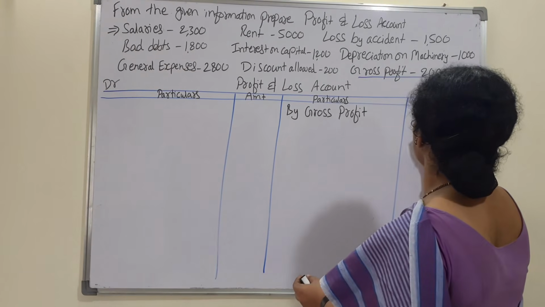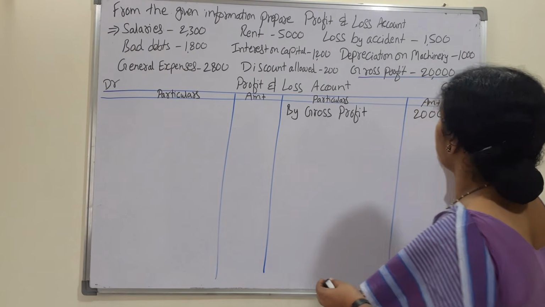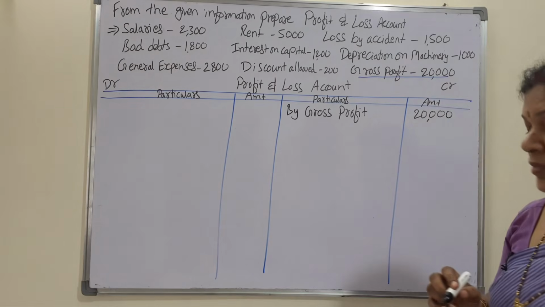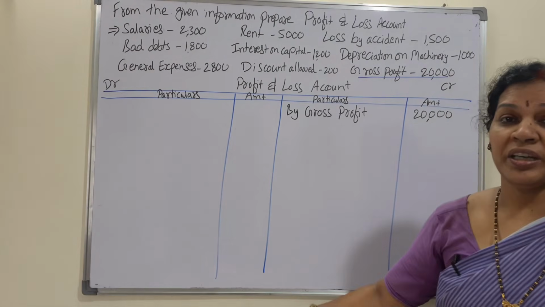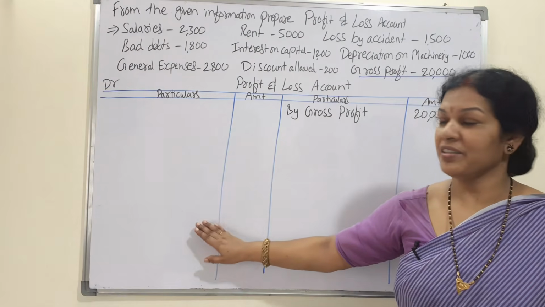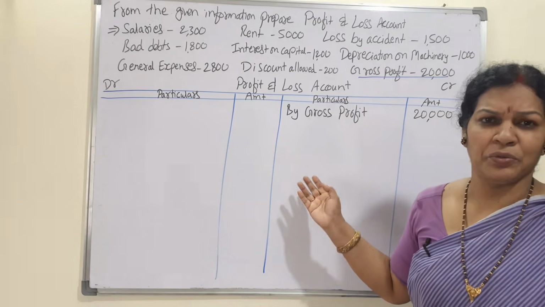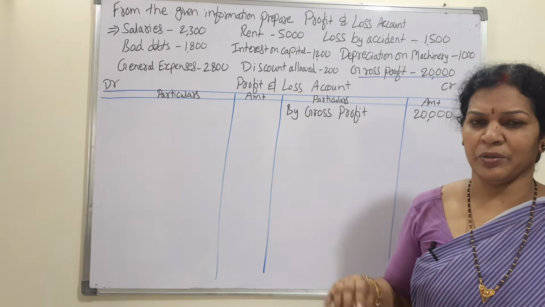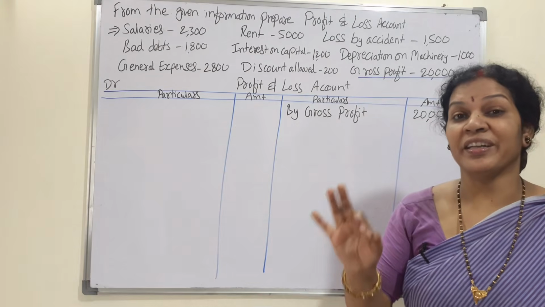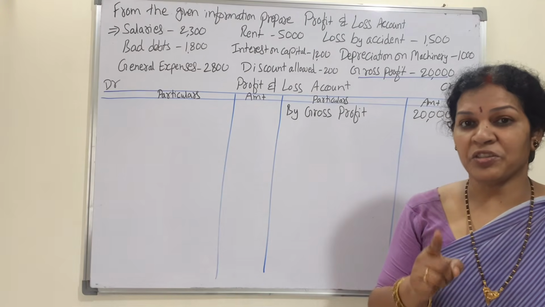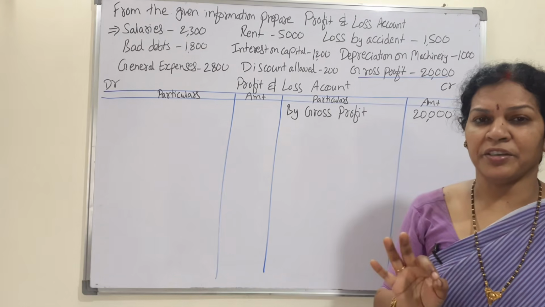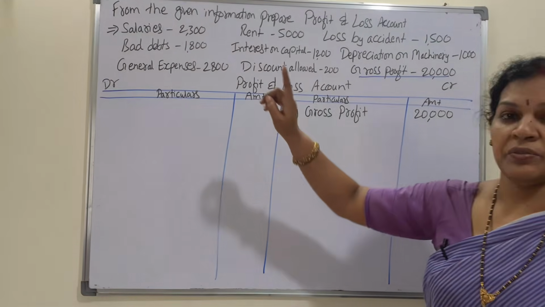It is 20,000. And on the debit side, what do you write? All the indirect expenses. Credit side, incomes, if any income is given. If nothing is given, you can ignore it. Debit side, all the indirect expenses. Gave you the list of indirect expenses. Identify it. Now we'll see each and every transaction.